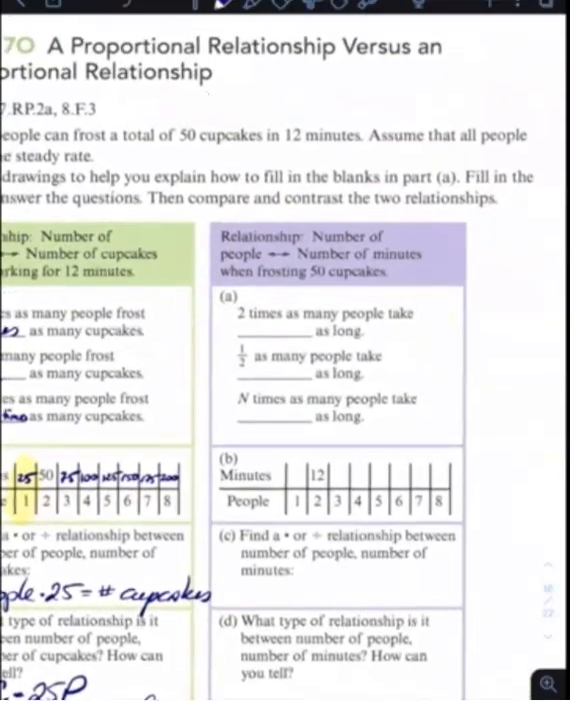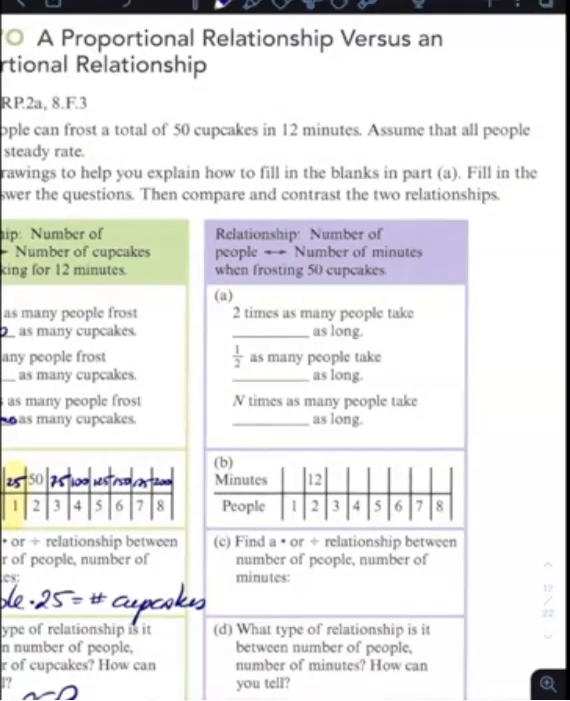All right, let's take a look at this one. Number of people, number of minutes when frosting 50 cupcakes. So you need 50 cupcakes to frost. 2 times as many people take half as long, right, to do the same job. Half as many people will take twice as long to do the same job. And n times as many people will take 1 over n times as long to do the same job.